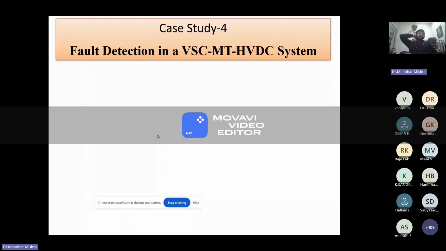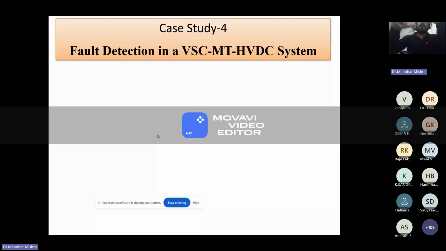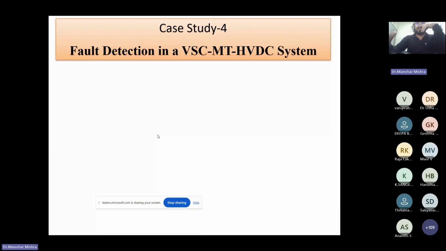Then another case study. This is my last case study for application: fault detection in VSC HVDC systems, a multi-terminal HVDC system. As we previously discussed the AC distribution system, and this is the DC distribution system, this is the high voltage DC transmission system.